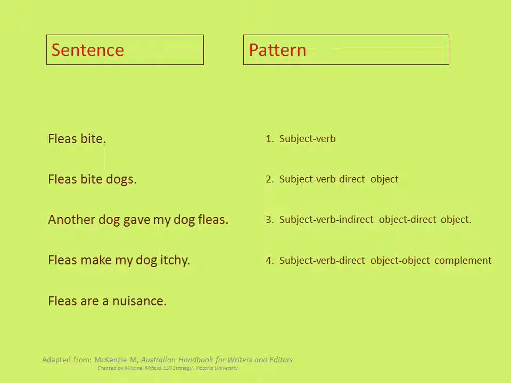Fleas are a nuisance. This is an example of the subject, verb, subject complement pattern. Fleas are the subject, are is the verb, and a nuisance is a subject complement because it tells us more about fleas, the subject.